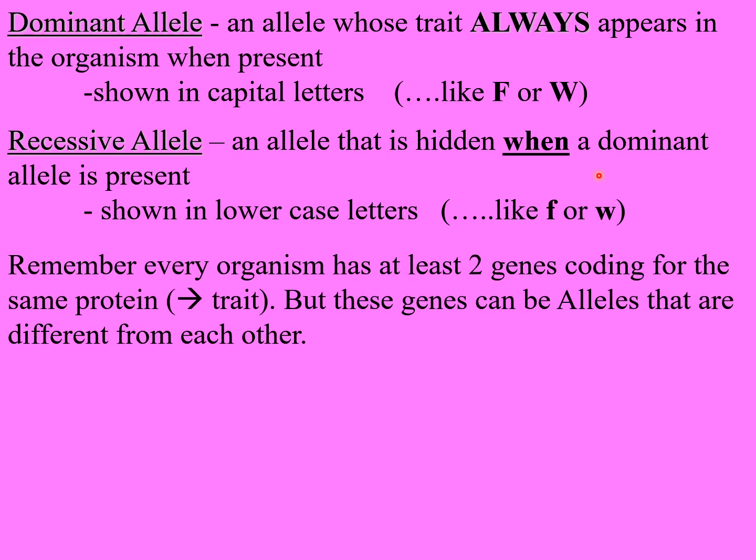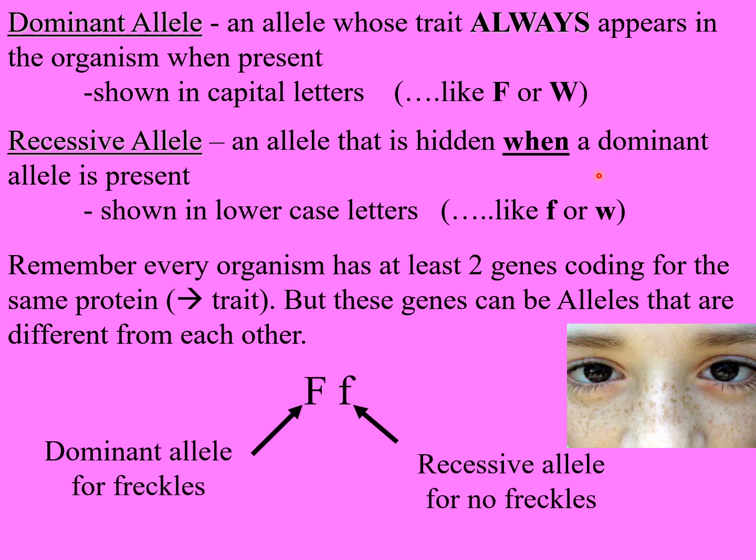So let's run through this and make sure it's a bit clearer to you guys. So remember that every organism has at least 2 genes coding for the same protein in most cases. But these genes can be alleles that are different from each other. You can have one allele for one thing and another allele for another thing, even though it's coding for the same basic trait. So for freckles, for instance, a person might be like this. They might have one dominant allele for freckles, and they might have one recessive allele for freckles.